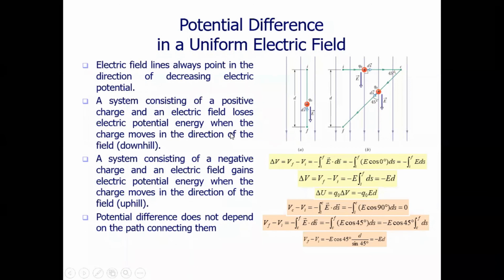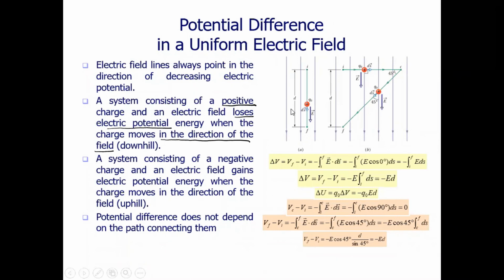Let us try to explain it in this way. So we are saying that a system consisting of a positive charge, when the charge moves in the direction of the electric field, it is more like it is on a downhill slope. Then we say that it loses the potential energy. Now, how can we understand this?